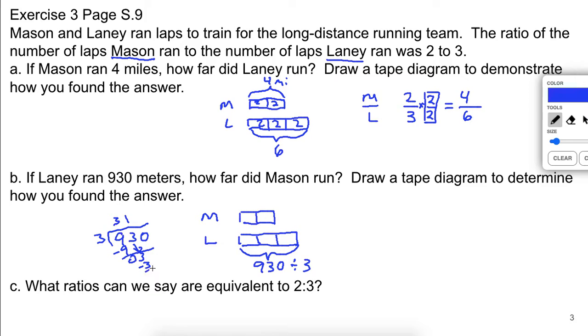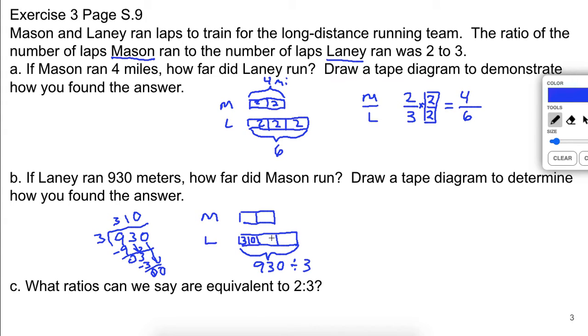3, minus that down. We have to keep going because we do have a 0 there. So we get a 0 and a 0. Have to bring our 0 down. How many times does 3 go into 0? 0 times. So we end up with 310. So that tells us each one of these is 310.